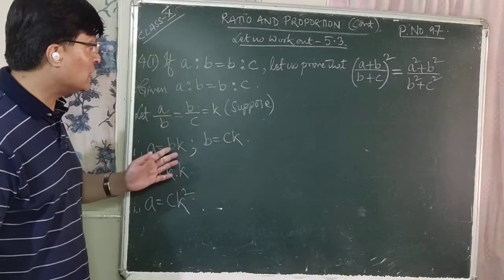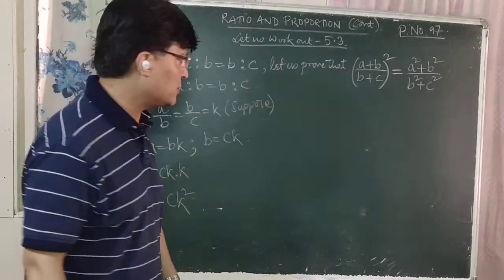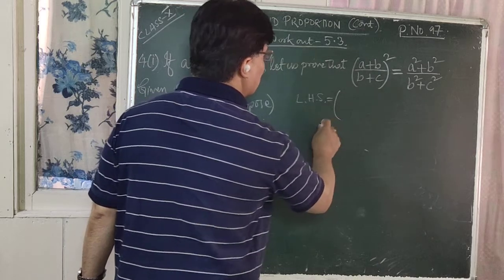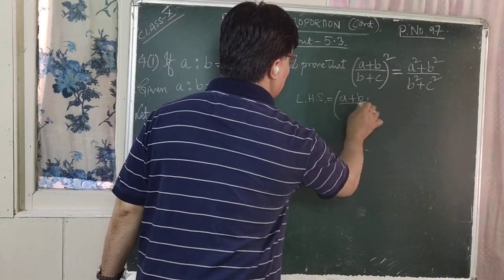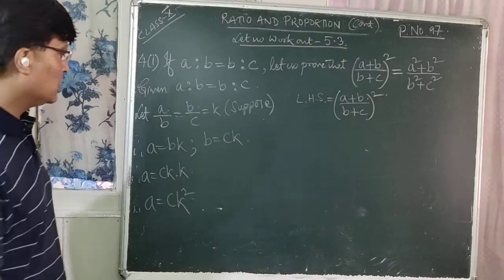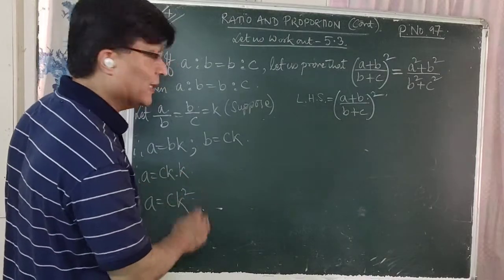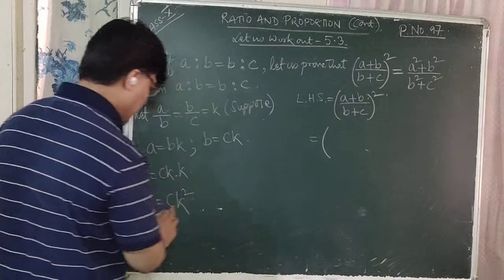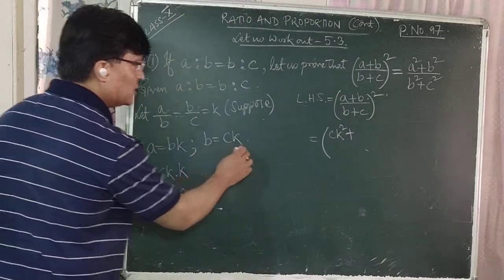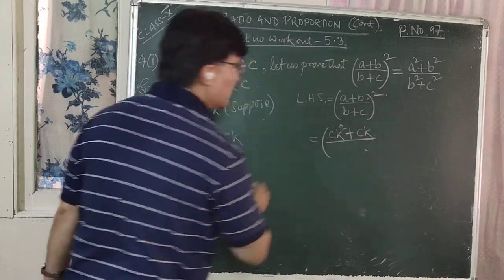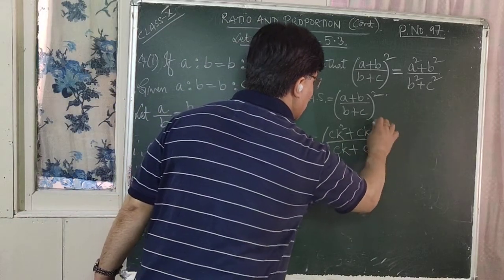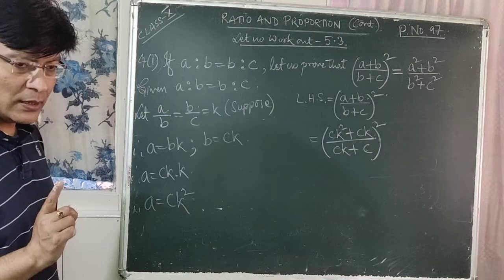Okay, so now let us prove this LHS is equal to RHS. Now let us write down the left hand side. So LHS is equal to, what is LHS here? (A plus B divided by B plus C) whole square, right? So let us put the values of A and B in terms of K. So it is equal to, what is the value for A here? A is CK square, plus B, what is the value for B? CK, divided by, what is the value for B again? CK, plus C, whole square. So is that clear now?